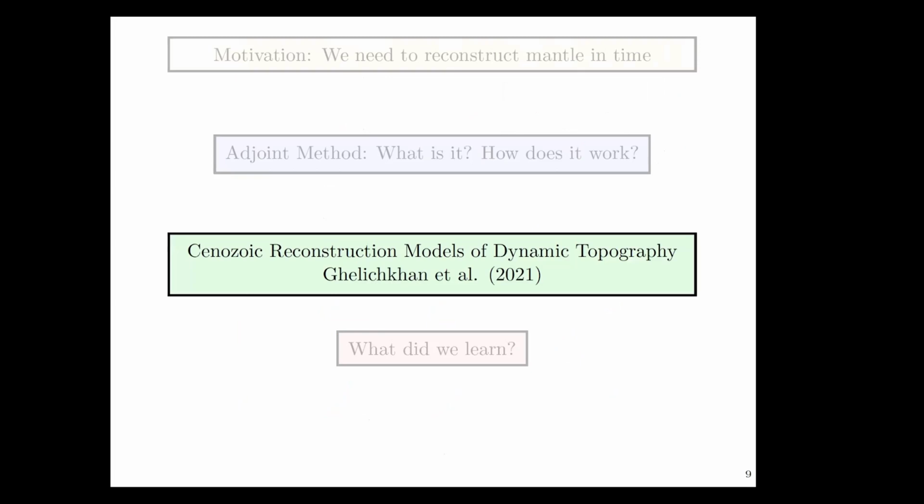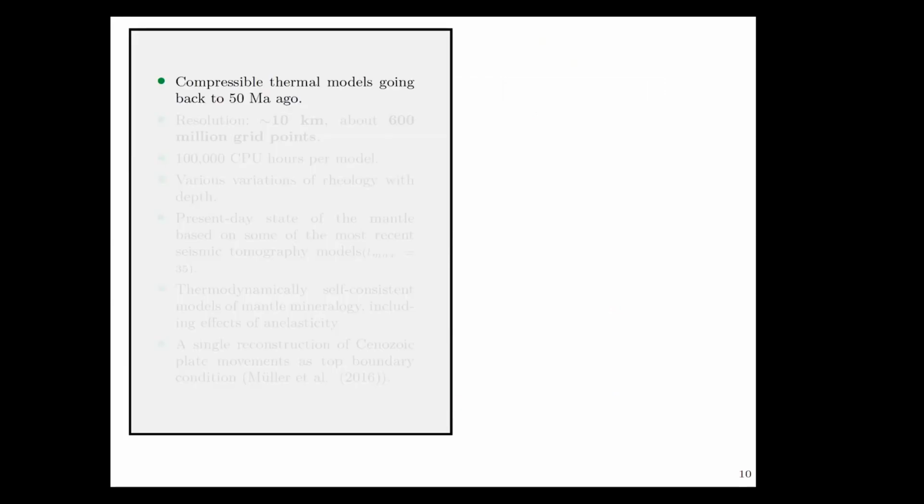Now, I've gone through the motivation and talked about the adjoint method. What I'm going to do now is take you through the recent paper that we've published, where we discussed, for example, the reconstructions of dynamic topography for the past 50 million years. In total, there are 8 different models. These models go back to 50 million years.